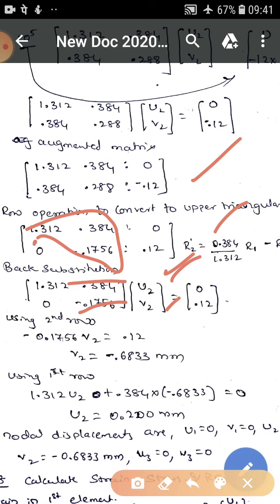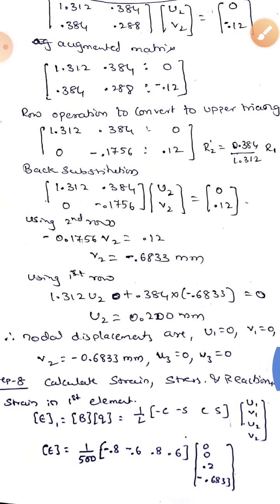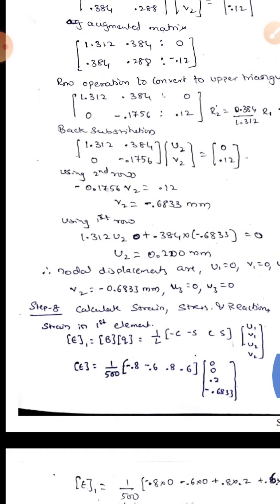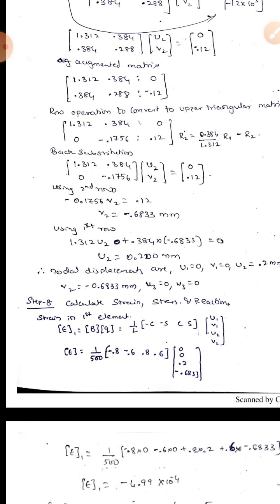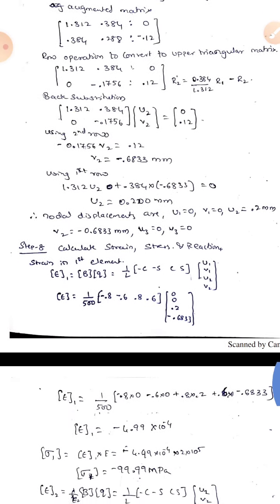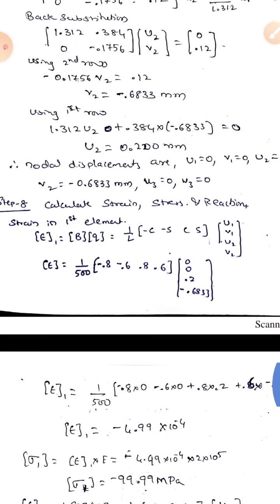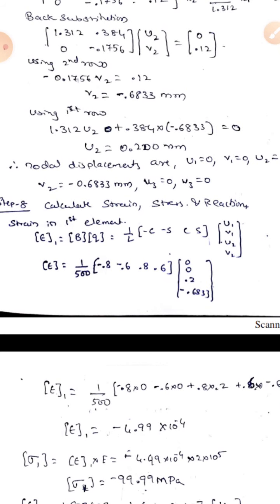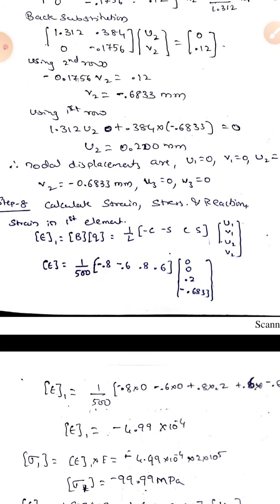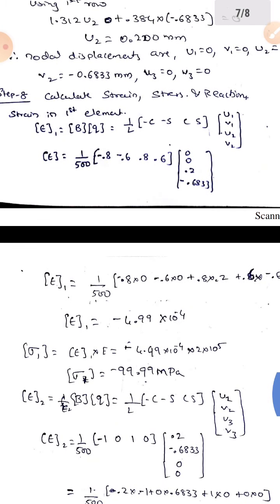v2 is minus 0.683, u2 is 0.2. Okay, and then the final nodal displacements of this problem are: u1 is 0, v1 is 0, u2 is 0.2, v2 is minus 0.6833, that is, it has moved in a downward direction. u3 is 0, v3 is 0. Next, after doing that, we will calculate the strain and stress in each element.